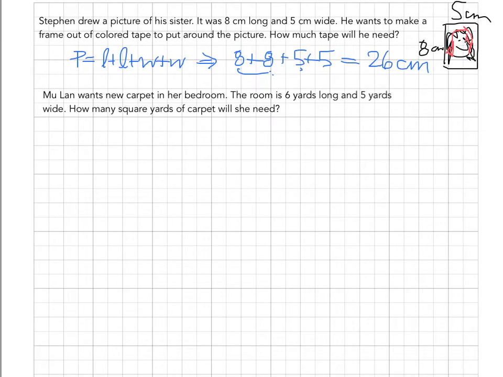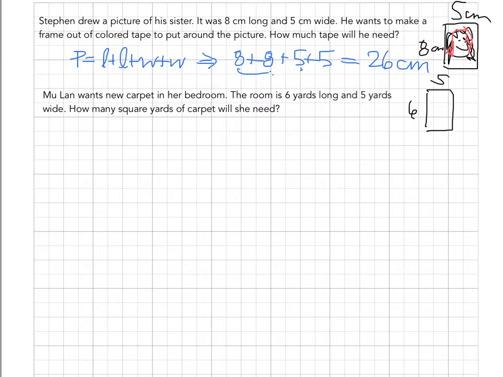Hopefully you've worked this problem. Mulan wants new carpet in her bedroom. The room is 6 yards long by 5 yards wide. How many square yards of carpet will she need? Again, because I'm visual, the first thing I am going to do is make a drawing. And I'm just going to put 6 by 5.